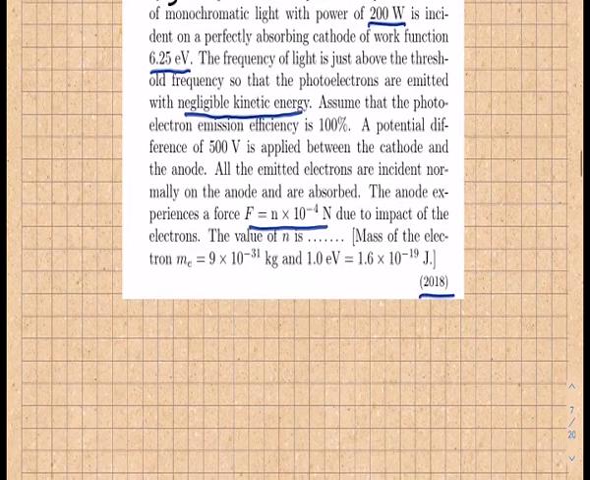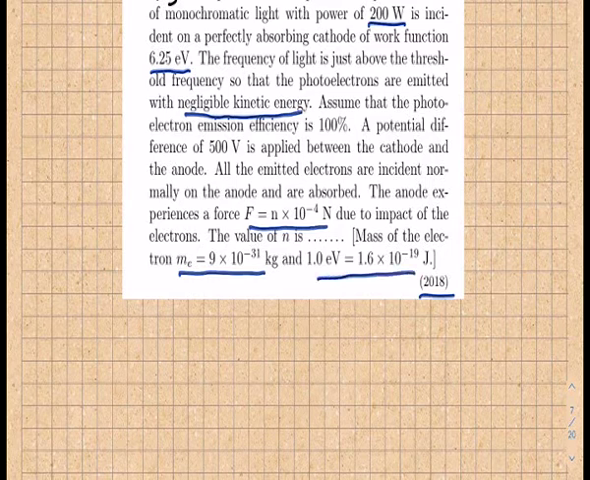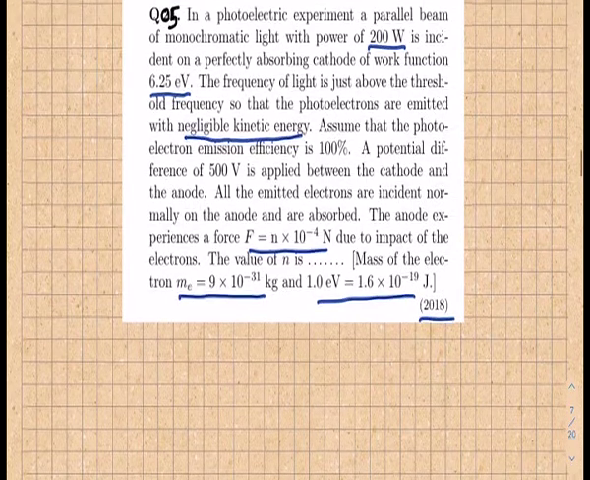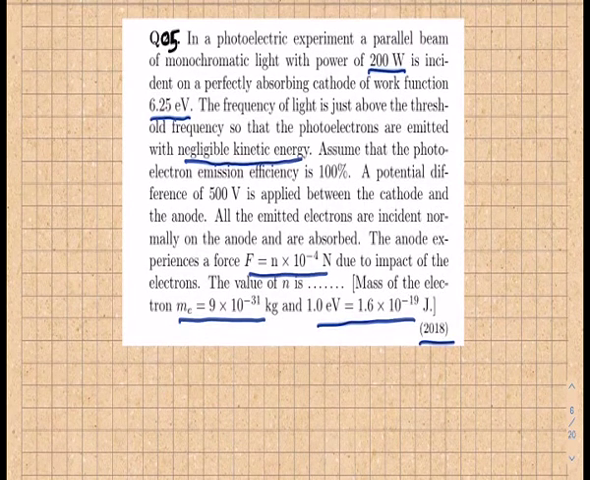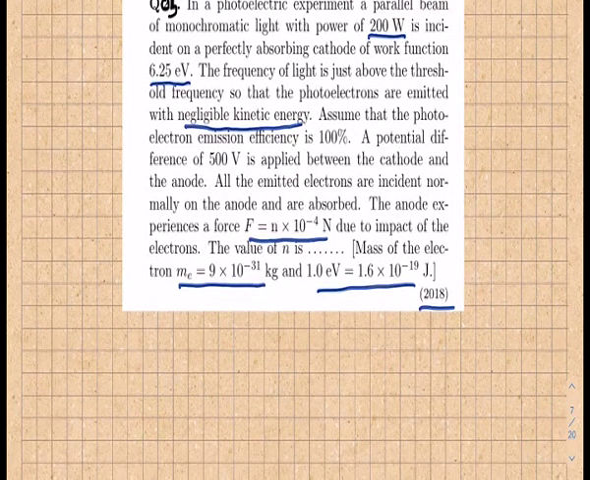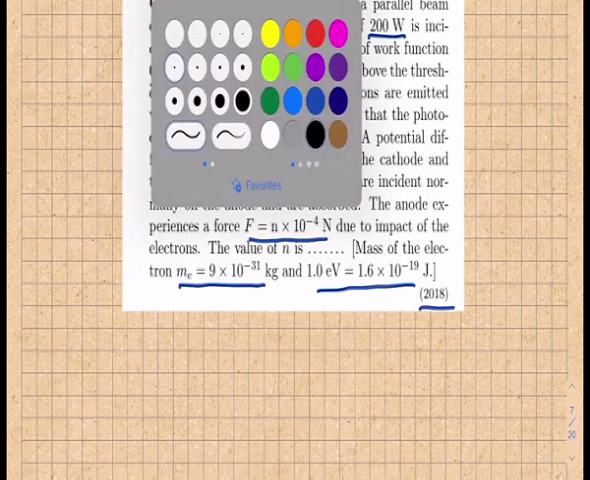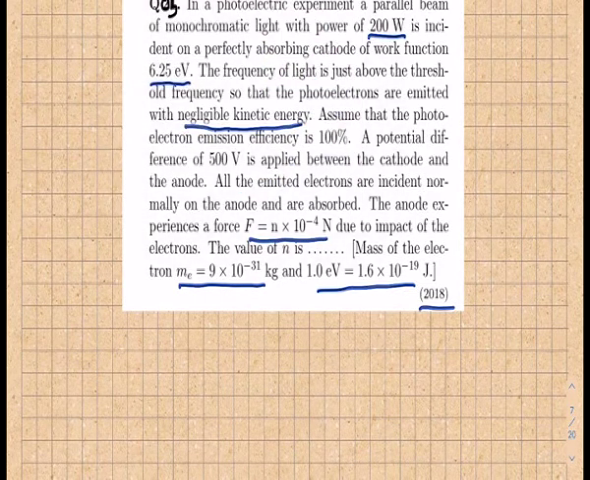All the information that is given is the mass of the electron, and 1 electron volt you have to write in terms of joule, it would be 1.6 times 10 to the power minus 19 joule. Alright, so let us do it. First of all, power is given. Let us calculate the number of electrons that is emitted by the cathode per unit time. That is what we can easily work out.